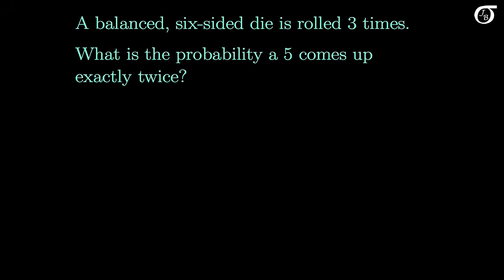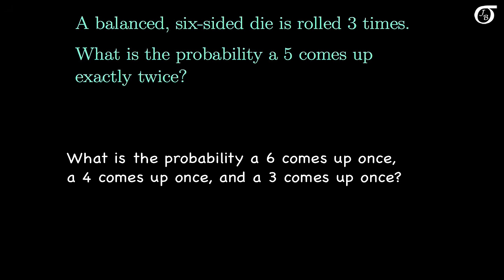For example, if the question were, what is the probability a 6 comes up once, a 4 comes up once, a 3 comes up once, and no other numbers are rolled, well, this is not a binomial situation, and we could not answer it with the binomial distribution. We'd have to use a distribution called the multinomial distribution. But here, that's not what the question is asking. We're simply asking about the number of 5s.